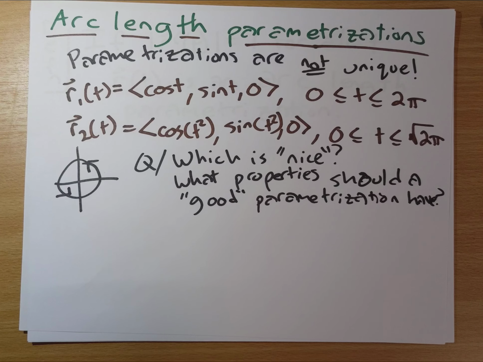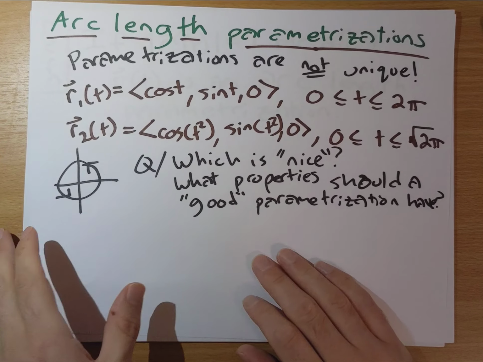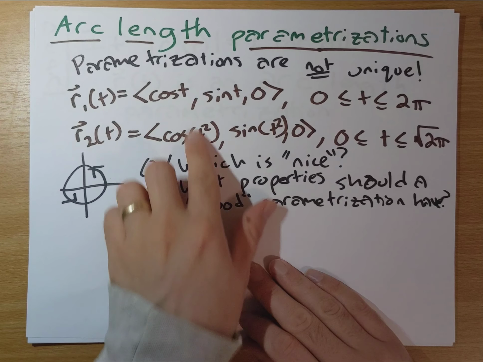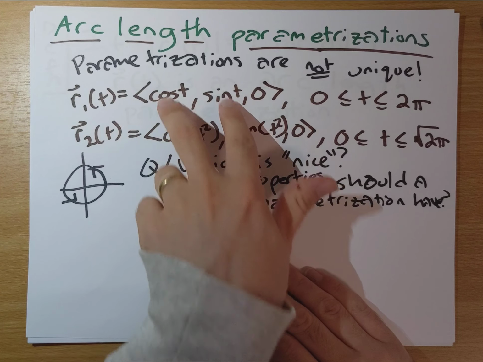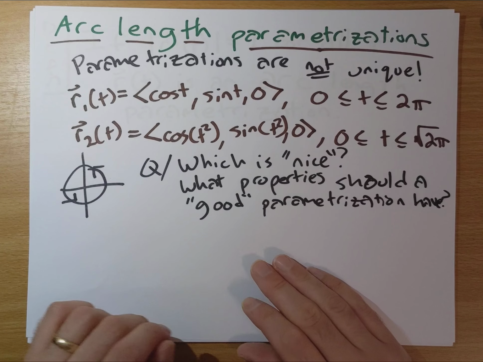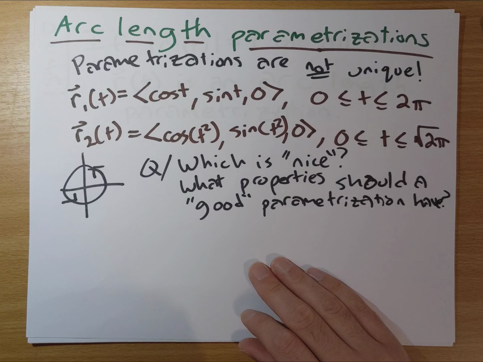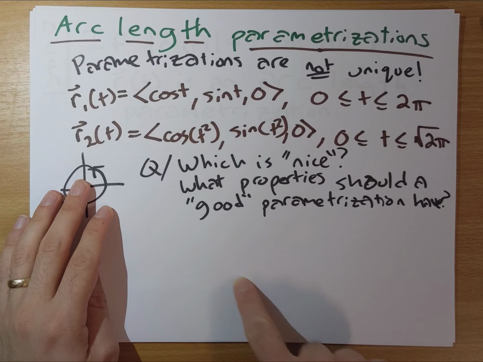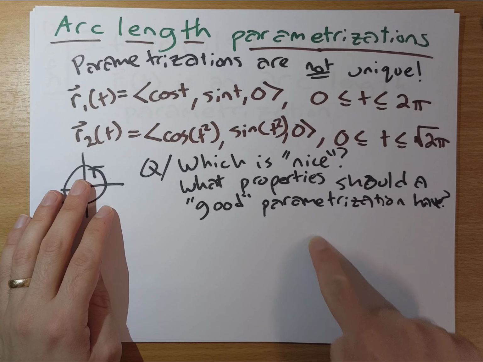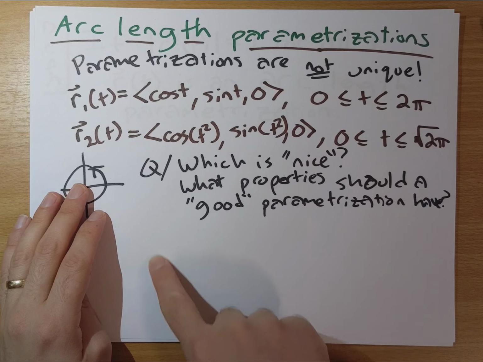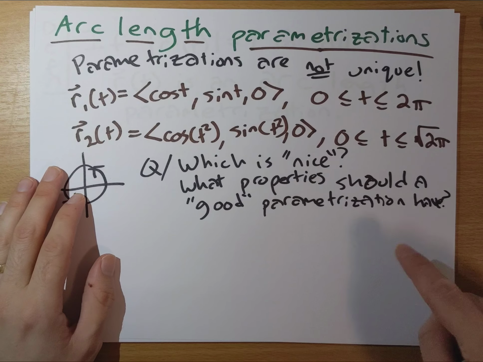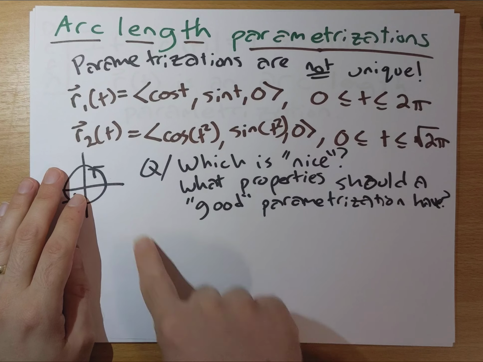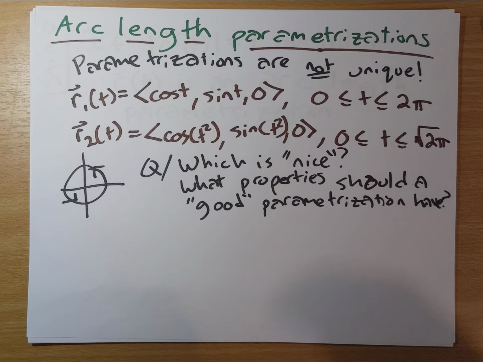This gives some hint that r1 of t is nicer, is better than r2 of t. It's not just that the formula looks simpler, but having this idea of constant speed gives us a way to make that precise. If I'm moving at constant speed, that would be a much better parameterization than slow, slow, slow, fast, fast, fast. Constant speed is good.